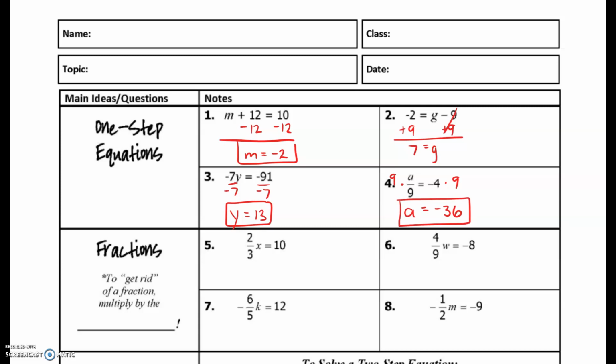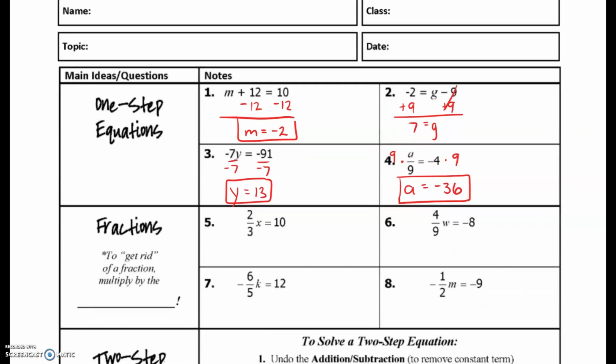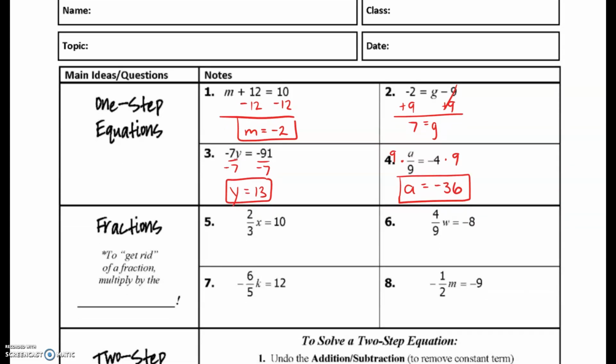Now, we may have fractions as coefficients on occasion, and we need to be able to get rid of those fractions in front of the variable as well. In order to get rid of fractions, we are going to multiply by the reciprocal. The reciprocal of a fraction is the fraction flipped. So when I want to get rid of 2/3 next to the x, I will multiply by the reciprocal 3 over 2. I will do this to both sides of the equation.